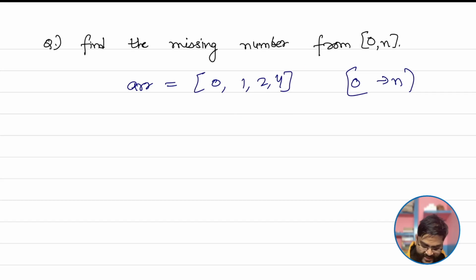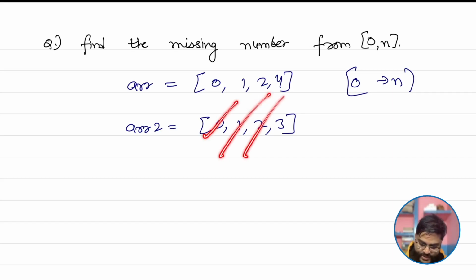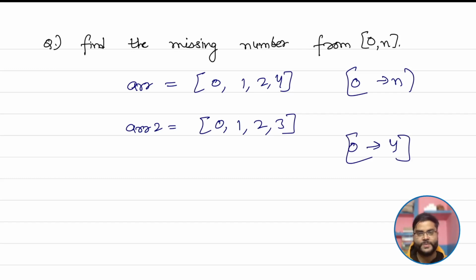Similarly, let's take one more example. Let's say 0 is there, 1 is there, 2 is there, 3 is there. That means 4 is missing. So from 0 to n, one number is missing. If its size is 4, it means that from 0 till 4 one number is missing. That can be 0 itself, or it can be 4 itself.